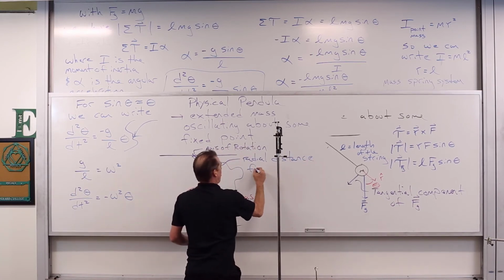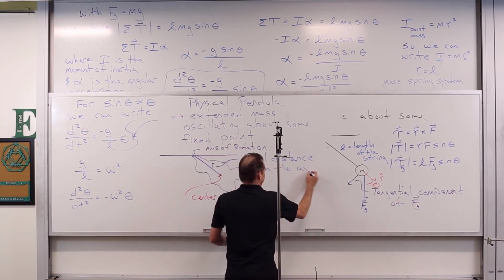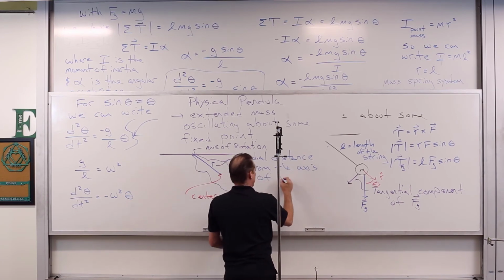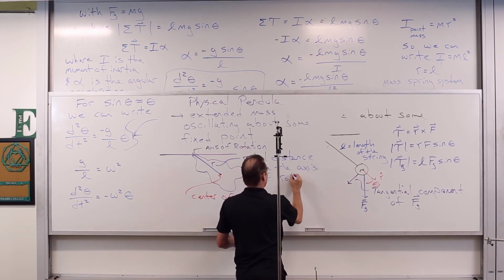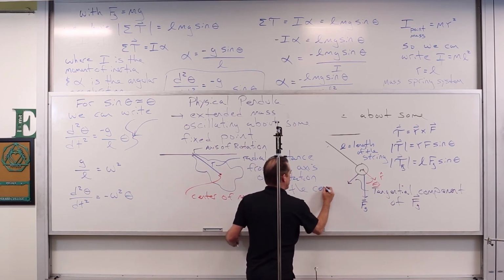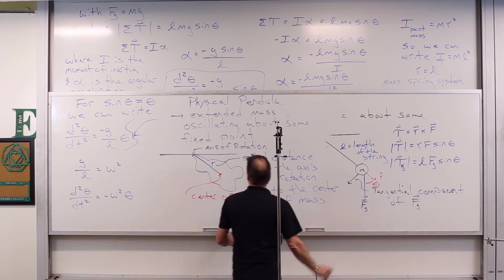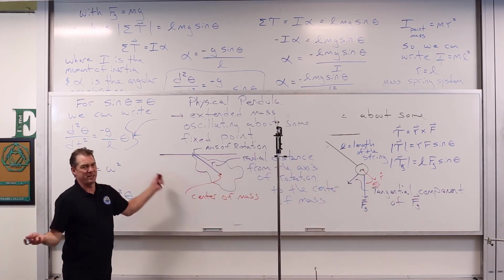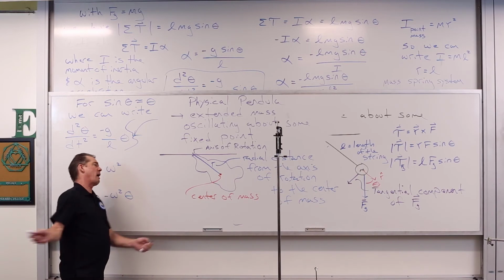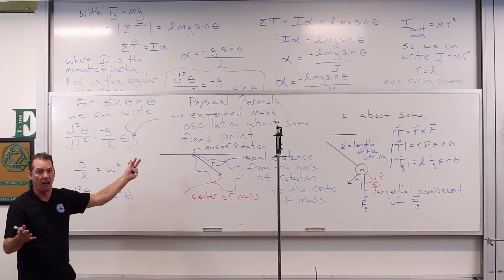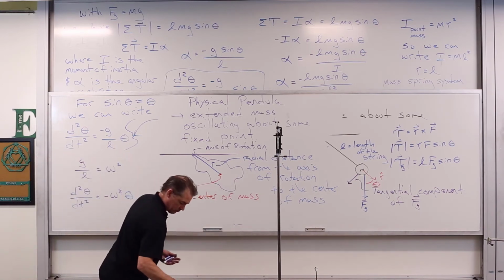Radial distance from the axis of rotation to the center of mass. And what do we have? Well, the center of mass is nice for saying that's the spot where we could say that gravity acts on the mass. And that's good.